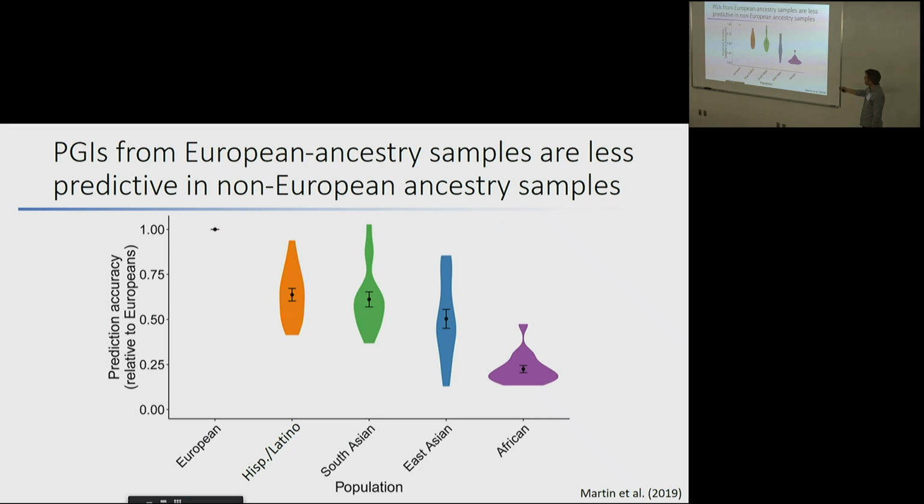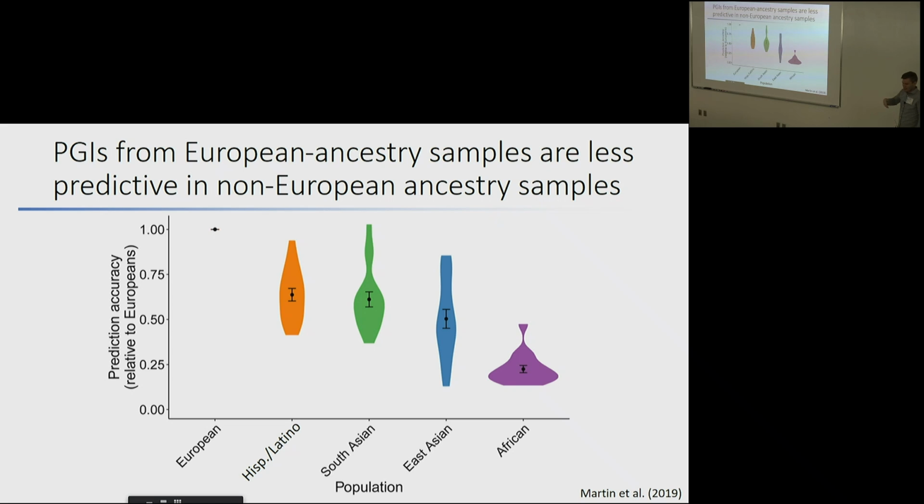The next point is just about the differences in predictive power. Alicia Martin has done a lot of this descriptive work, which is great. She created polygenic indexes in European ancestry samples, and then tried to predict those phenotypes for a bunch of different traits in Hispanic Latino, South Asian, East Asian, and African ancestry samples, and you see systematic decreases in predictive power of these polygenic indexes in these different groups. African ancestry individuals, on average, have a predictive power that's like a quarter of what you see in European ancestry samples.